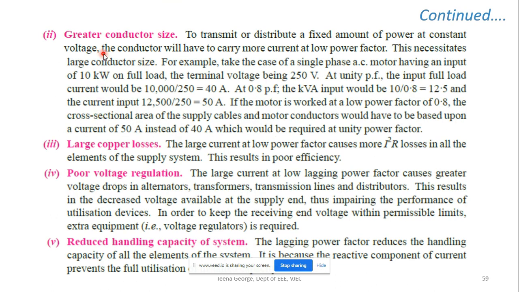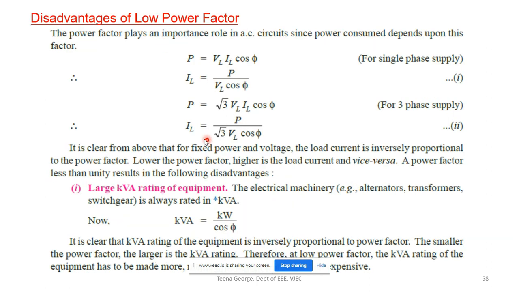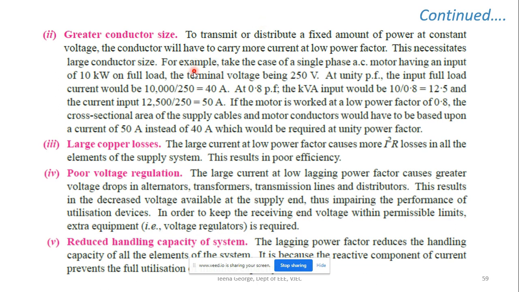Another disadvantage is greater conductor size. As we said earlier, the current value increases with decrease in power factor. So with increase in current value, the conductor has to carry more amount of current. That means greater conductor size is required. Here it shows an example also. At unity power factor, if it is 10 kilowatt load, 250 volt supply, current is 40 amperes. If it is 0.8 power factor, current is 12.5 ampere.